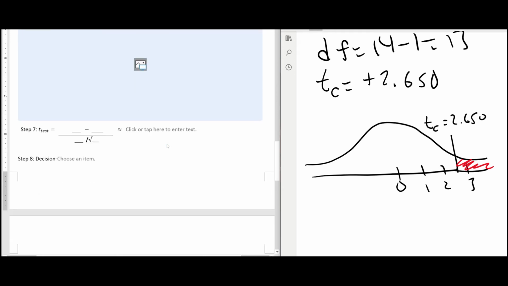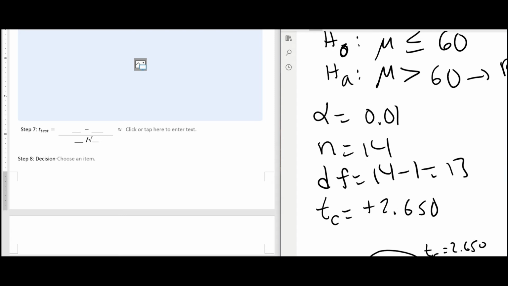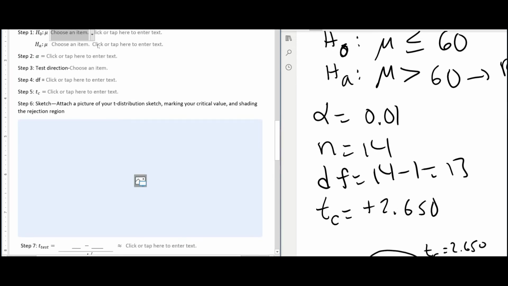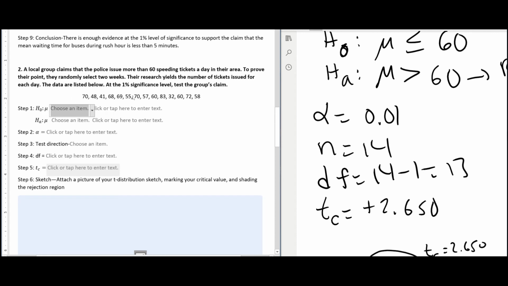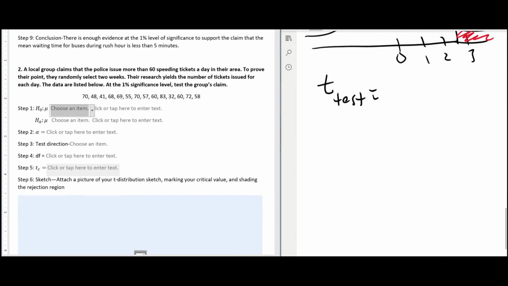And then to calculate our T test, we're going to need our X bar and all that stuff. So according to the original problem, we need to figure out the X bar from this data. We also need to figure out the standard deviation from this data because they don't give that to us, right? So we're going to have to calculate those two numbers. But we do know that the mu is 60. 60 speeding tickets was their claim. And we do know the N, which is 14. So based off of this data, we're going to have to actually calculate the X bars and all that stuff. So that's going to take a little bit of work.